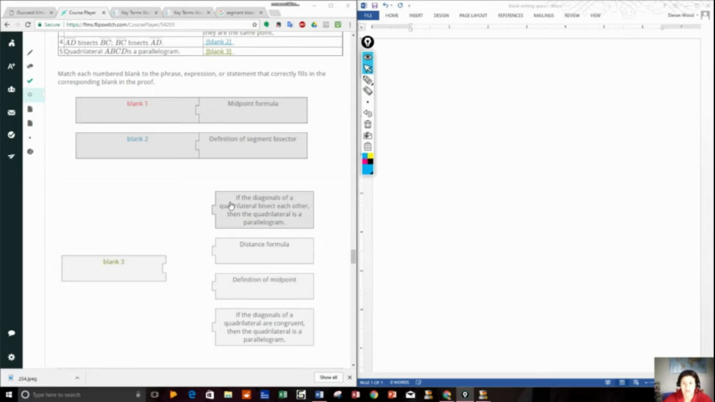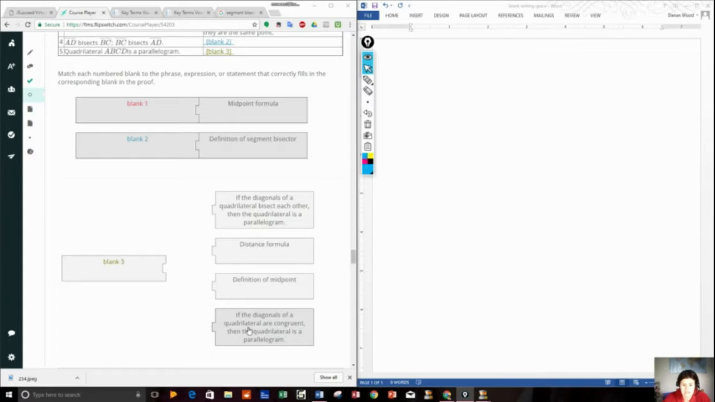Well, let's look. If the diagonals of a quadrilateral bisect each other, then the quadrilateral is a parallelogram. That sounds like a pretty good reason. And the distance formula, no, we're not talking about or using the distance. Definition of a midpoint, no, we're not talking about a midpoint right now. And if the diagonals of a quadrilateral are congruent, then the quadrilateral is a parallelogram. Well, that sounds pretty good too.